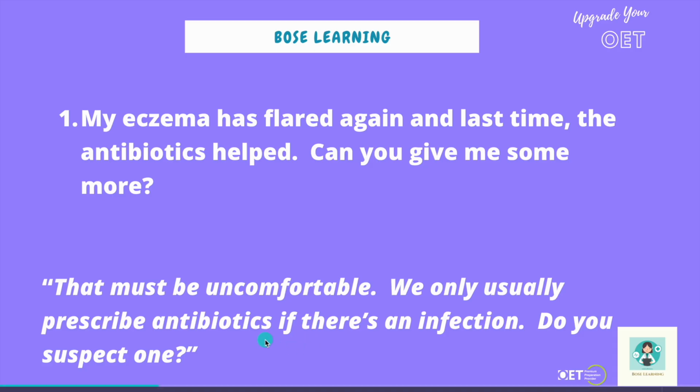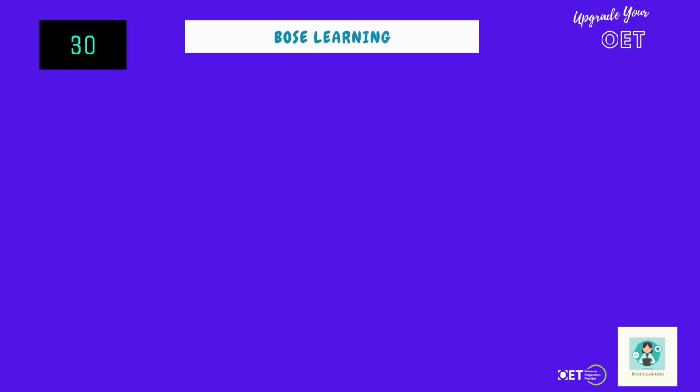explain when you prescribe antibiotics usually, and also find out, why does the patient want them? Don't just dismiss their idea completely, be respectful. So we only usually prescribe antibiotics if there's an infection. Do you suspect one? Is that why they want antibiotics? Or do they just think antibiotics are a magic pill that they can take? So find out more, don't assume. Okay, here's the next one.